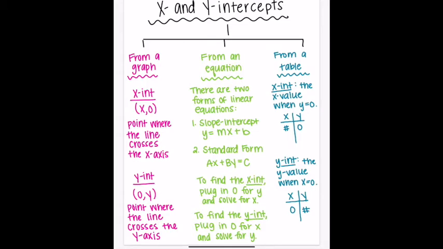But your equation could also be written in standard form, which is ax plus by equals c, where a, b, and c are just any numbers. So it doesn't matter which form the line is written in, but in order to find the x-intercept in either form, you're going to plug in 0 for y and then find what x is equal to. So if you want to know x, you're going to plug in 0 for y. Now on the other hand, if you want to know the y-intercept, you're going to plug in 0 for x.